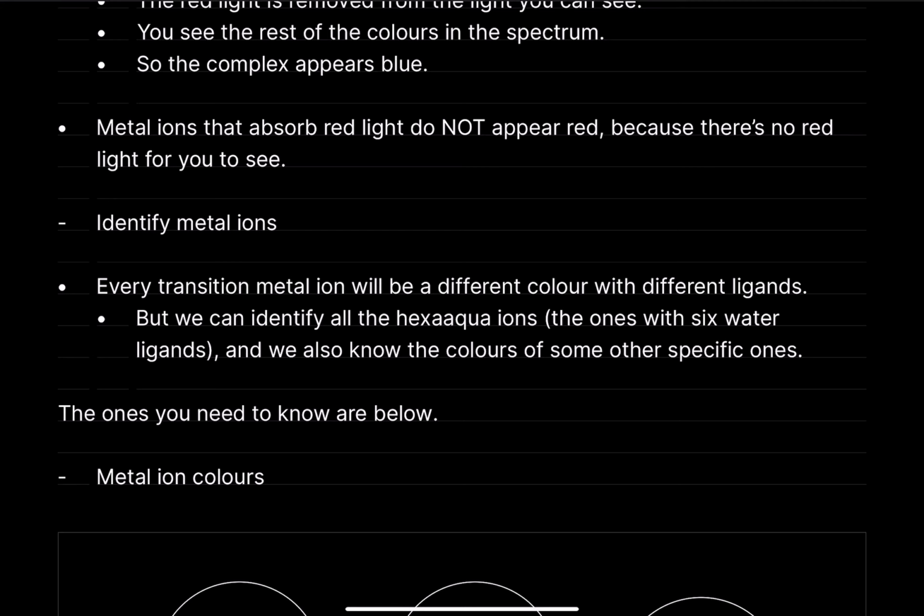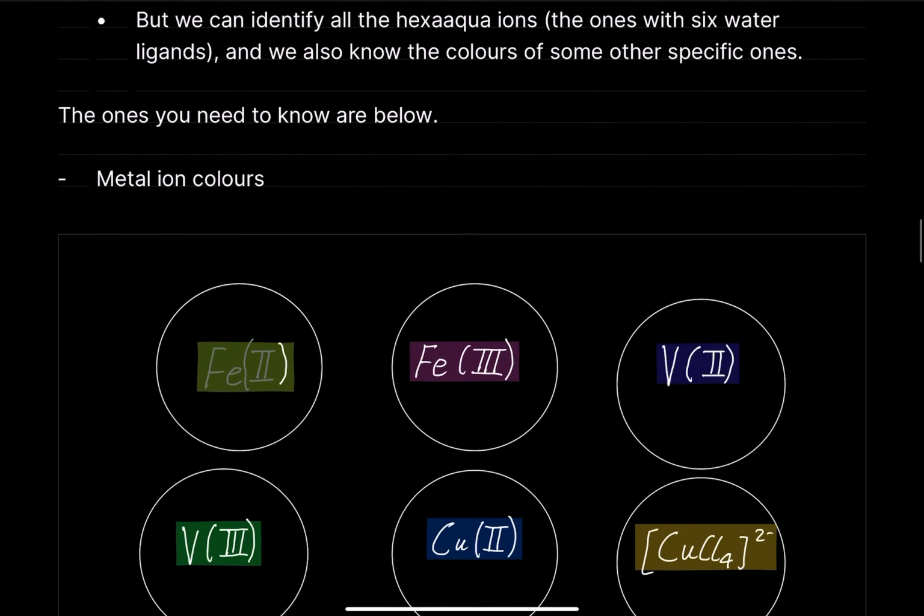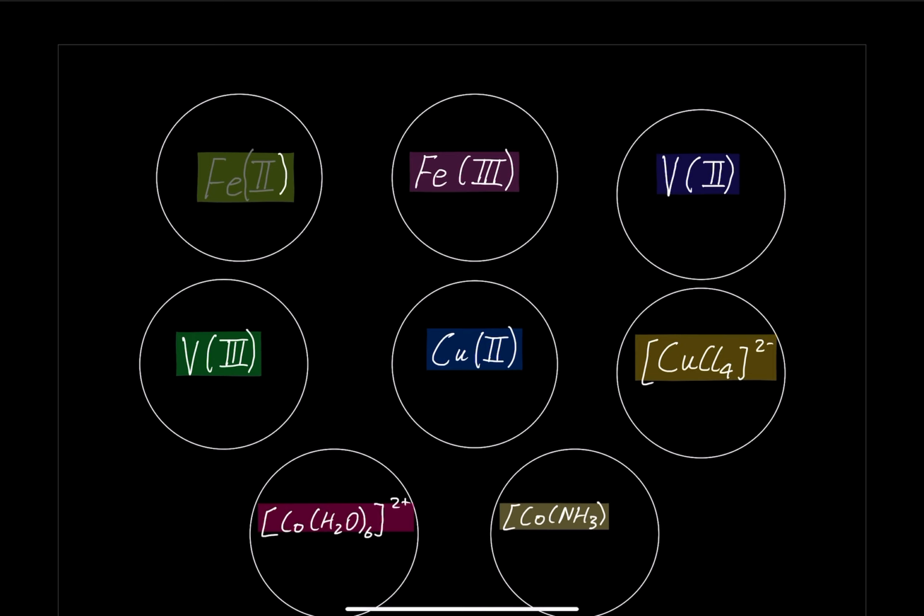So, identifying metal ions. Every transition metal ion will be a different color with different ligands, but we can identify all the hexaaqua ions, the ones with 6 water ligands, and we could also know the colors of some other specific ones. So the ones that you would need to know are below. Iron 2 is a pale green kind of color.